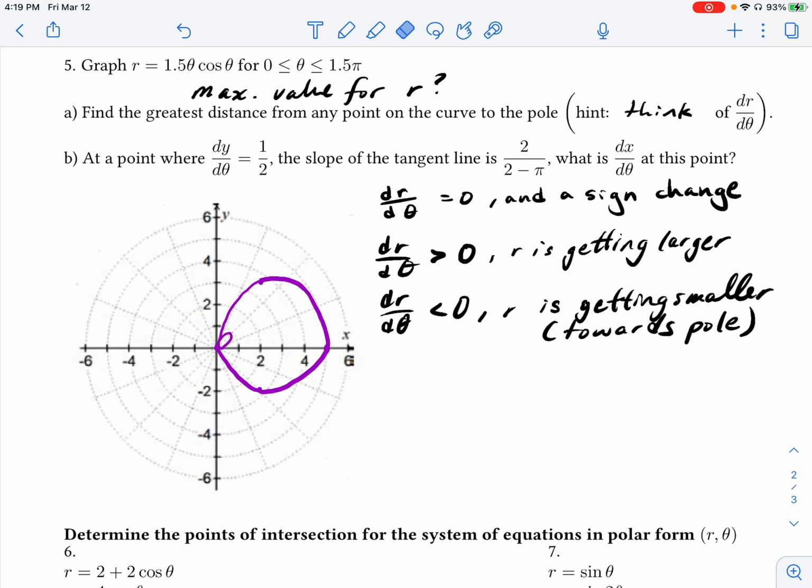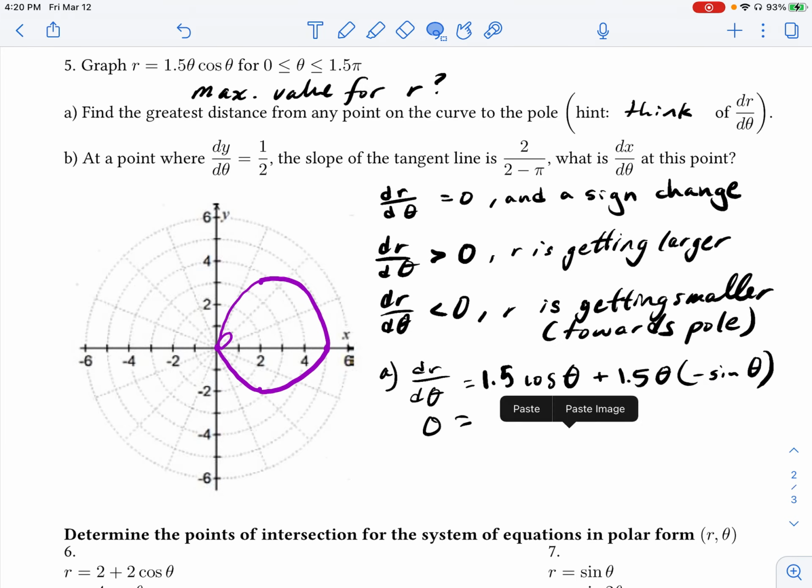All right, so now that we have an understanding of what's going on with dr d theta and what it means, now let's actually find our derivative of r and use it to find the maximum value of r. So part A, what is dr d theta? Let's just find the derivative here. We're just going to use the product rule. That would be 1.5 cosine of theta plus 1.5 theta times negative sine theta. Now we're ready to set this equal to 0. So we're going to set all of this that we just found equal to 0.